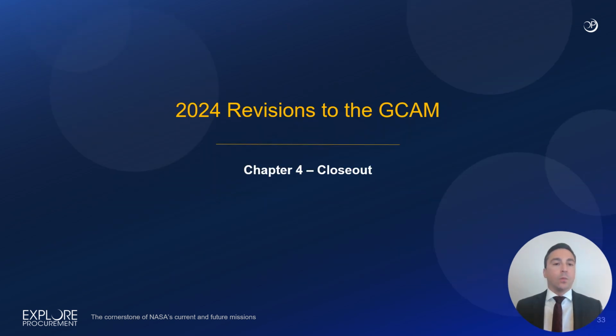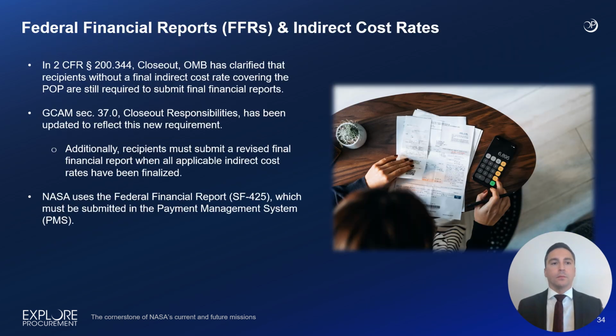In this section, we'll review major revisions to GCAM Chapter 4, which pertains to the closeout phase of the grant's life cycle. In 2024, OMB revised 2 CFR Section 200.344 Closeout to clarify that recipients without a final indirect cost rate covering their award's period of performance are still required to submit a final financial report. This allows agencies to close out awards in a timely manner.